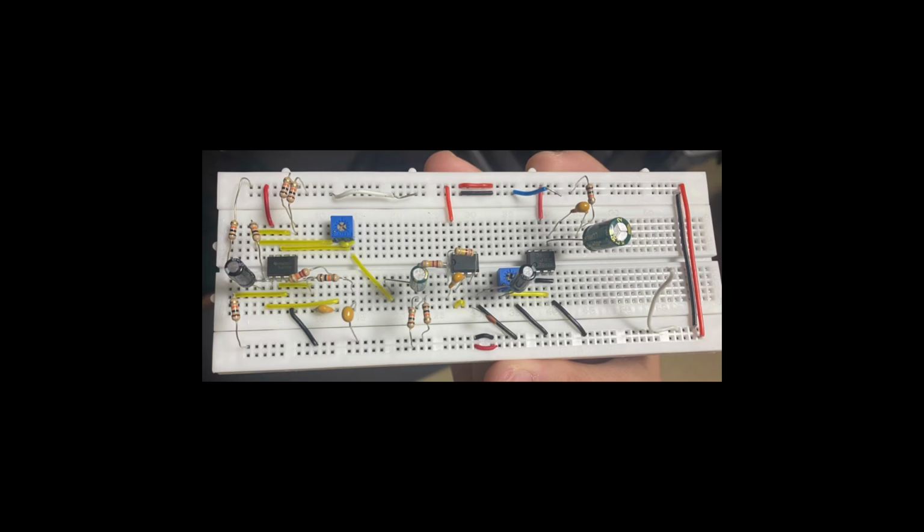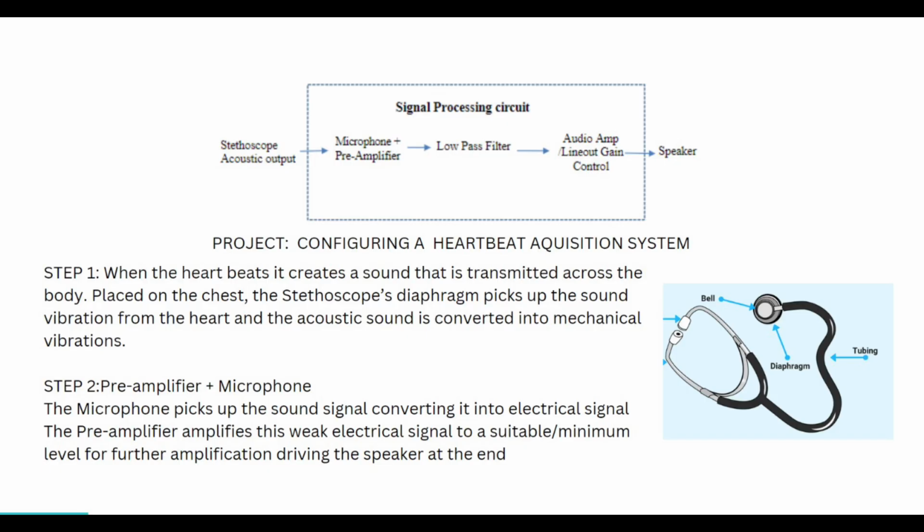So, to go through the steps, basically, the very first step is the acoustic sound that is being taken in by the heart through the microphone. Then, afterwards, it will pass through a low pass filter. Then, it will go through an audio amplification, and it will be outputted through the speaker.